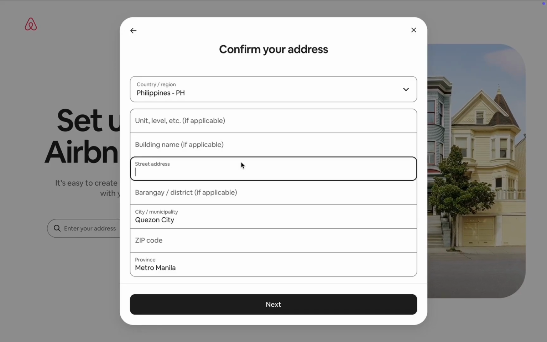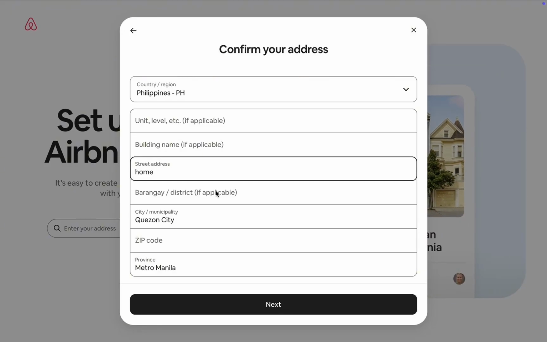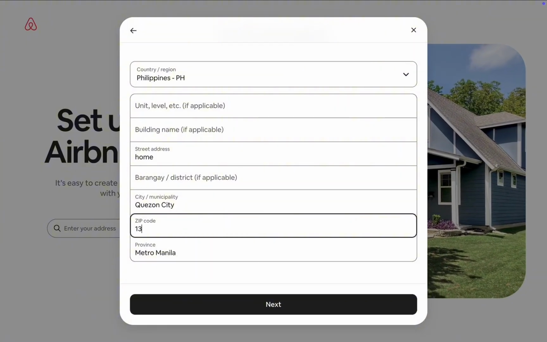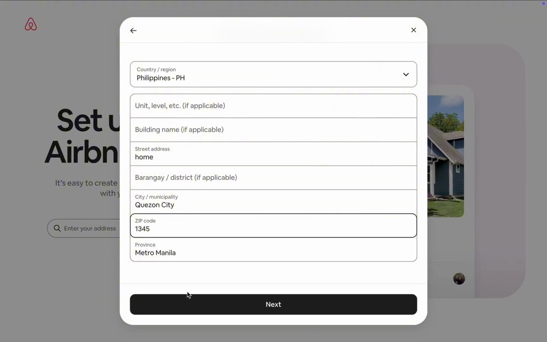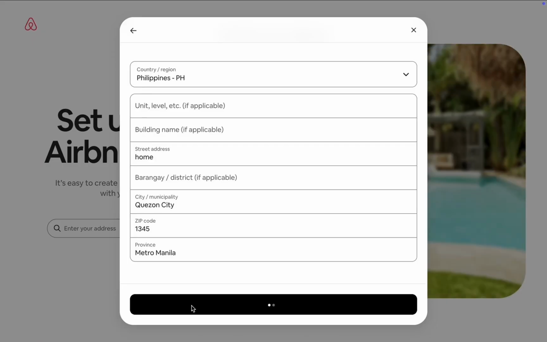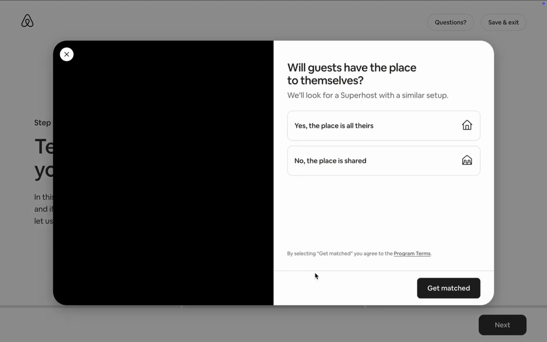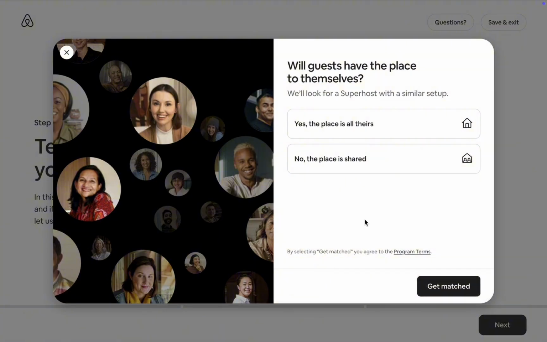Step 5. Compute your profit. Subtract expenses from your estimated income. Step 6. Analyze the location. Ask yourself, is this near tourist spots? Is demand consistent year-round?